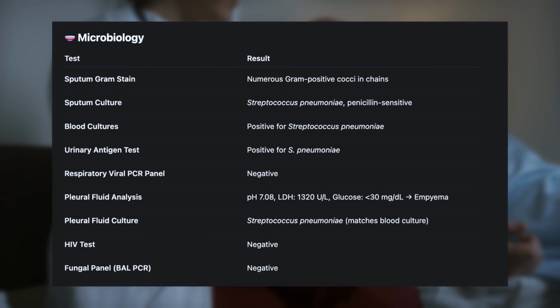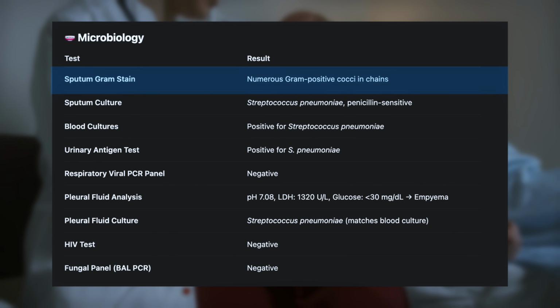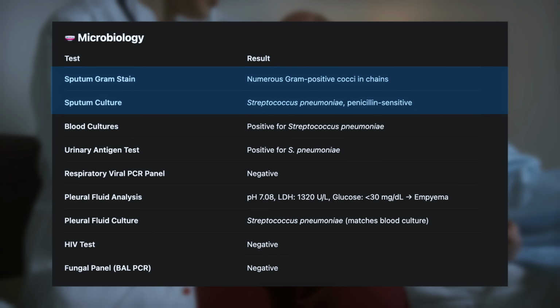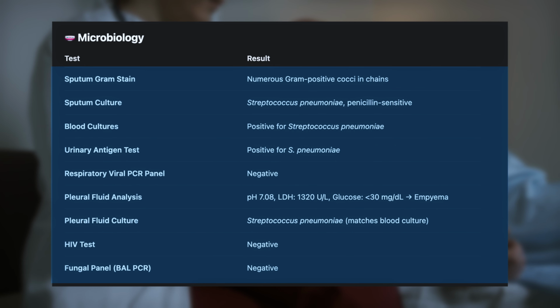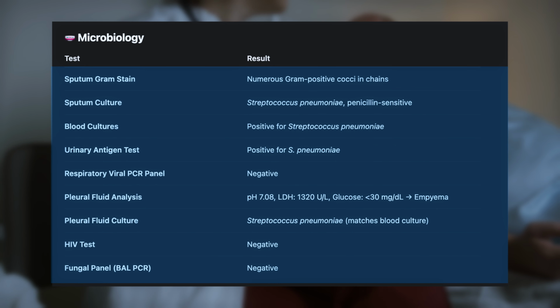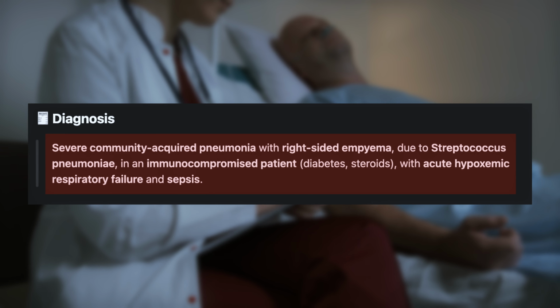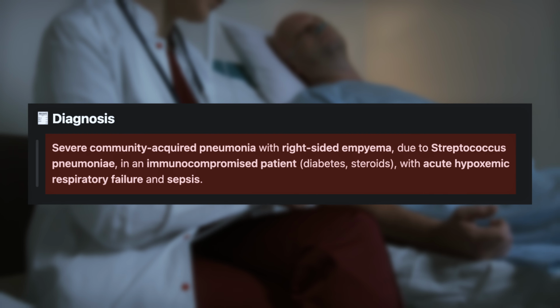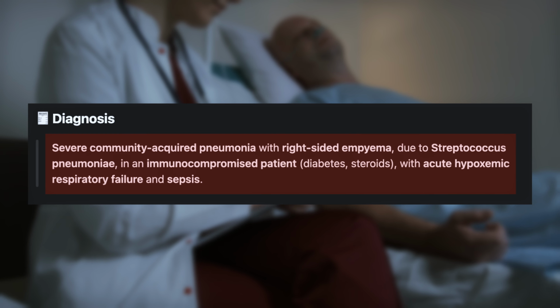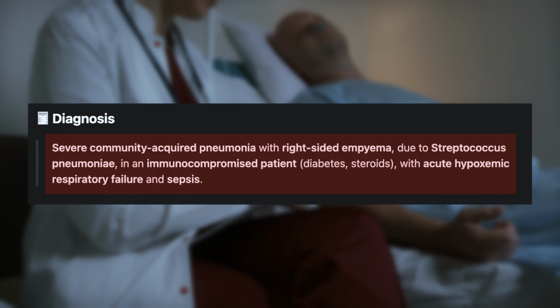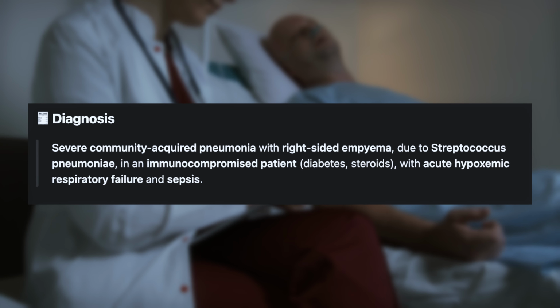Microbiology. What did the sputum Gram stain show? Numerous gram-positive cocci in chains. Sputum cultures show pneumococcal pneumonia that's penicillin sensitive, which is amazing. These are the next investigations we did and the results. And the diagnosis is severe community-acquired pneumonia with right-sided empyema due to Streptococcus pneumoniae in an immunocompromised patient with diabetes and steroid use, with acute hypoxemic respiratory failure and sepsis.